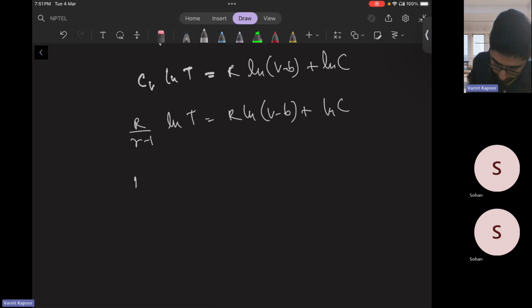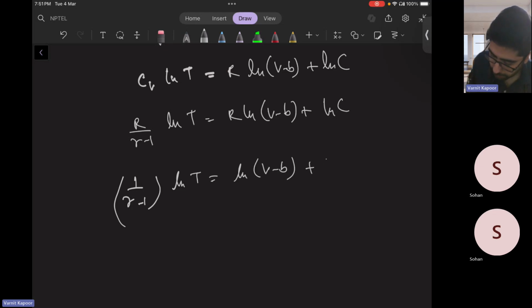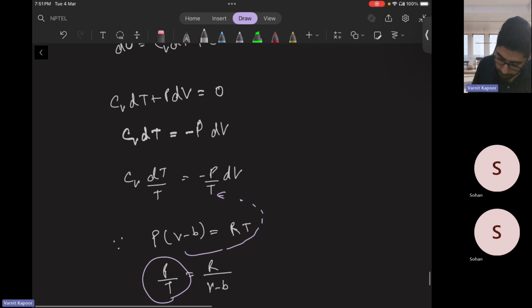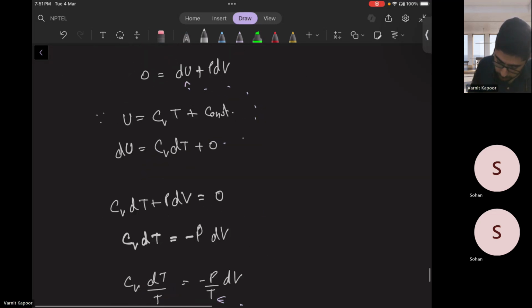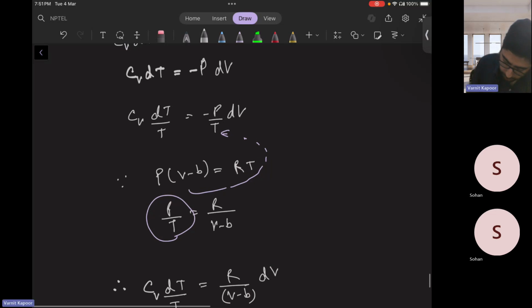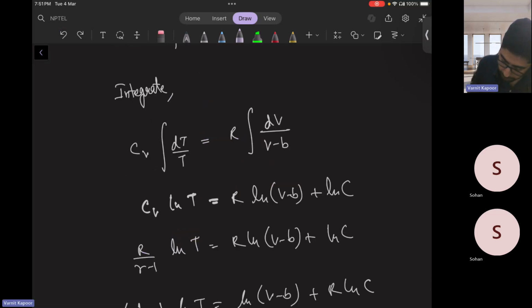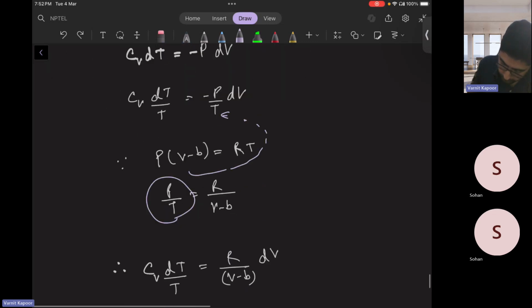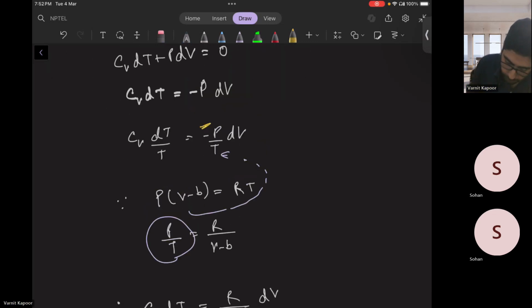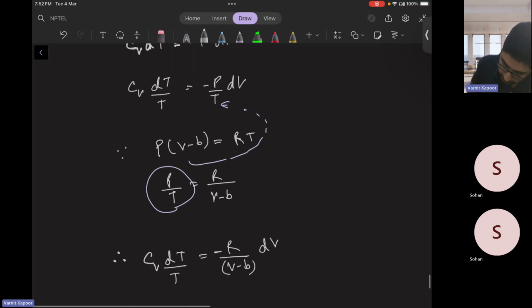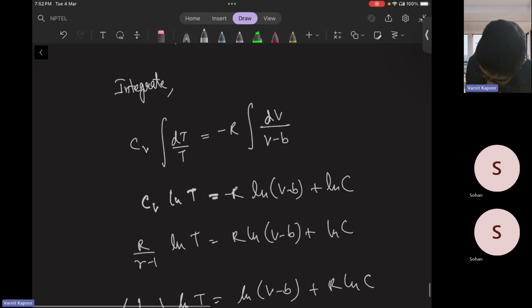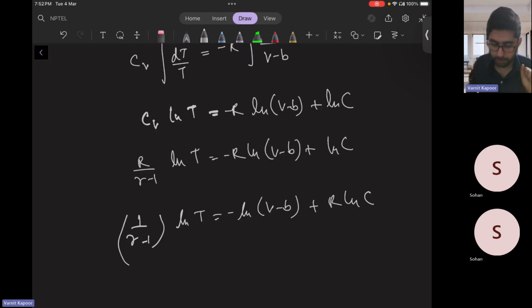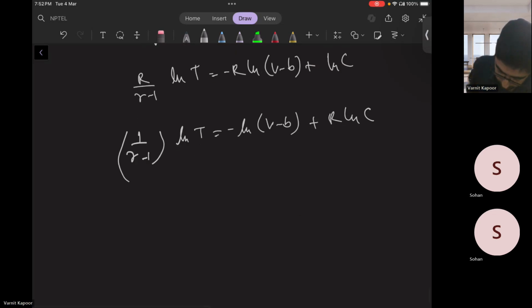Now you divide by R on both sides. It will be 1 by gamma minus 1 ln of T, ln of (V minus b) plus R ln of C. So was it negative of R? Am I making any mistake? Okay, I made one mistake. Here it was minus P by T, so where has it gone? I have to write minus R by (V minus b). I missed the minus sign, sorry. Is it fine? The minus sign is back. Thank you for telling.